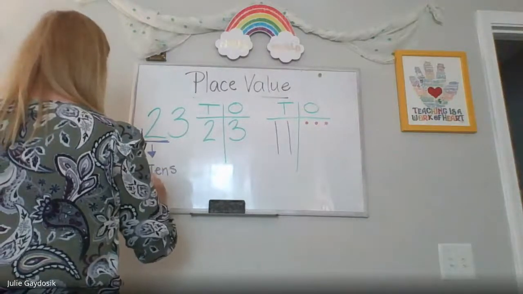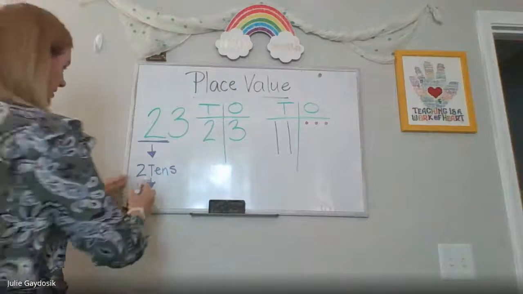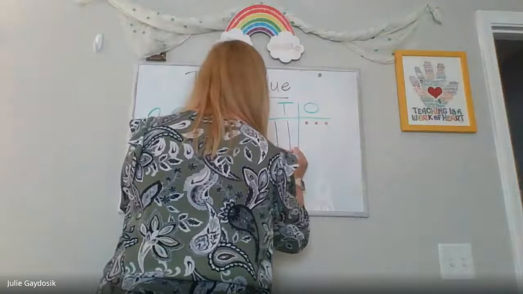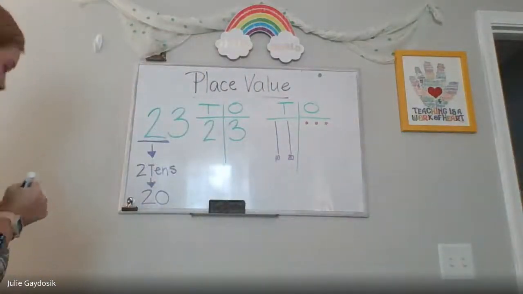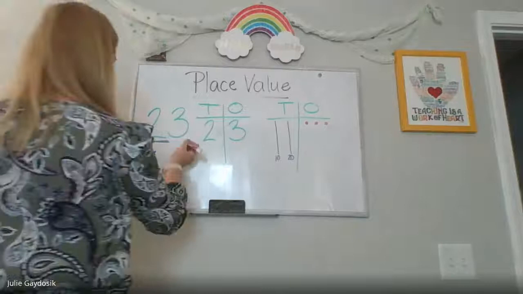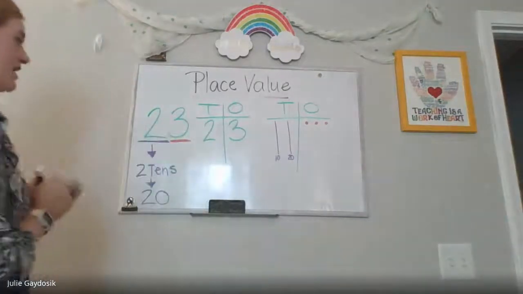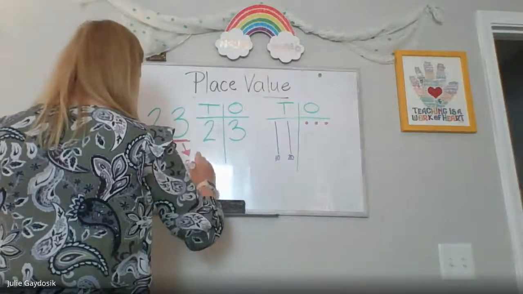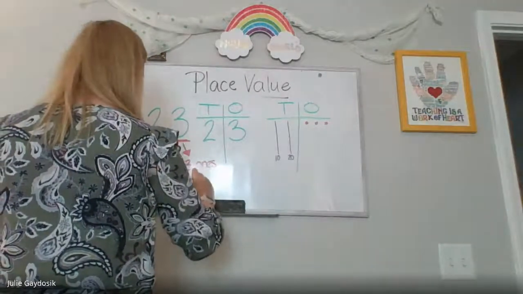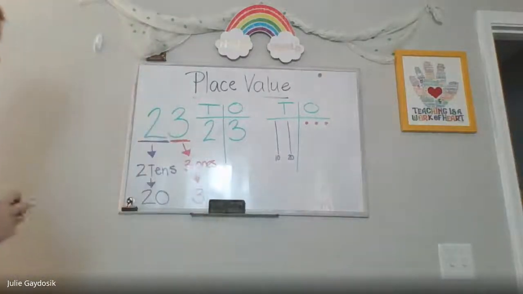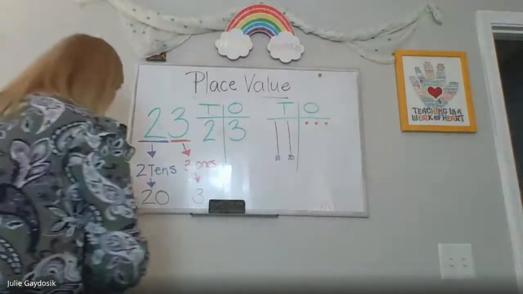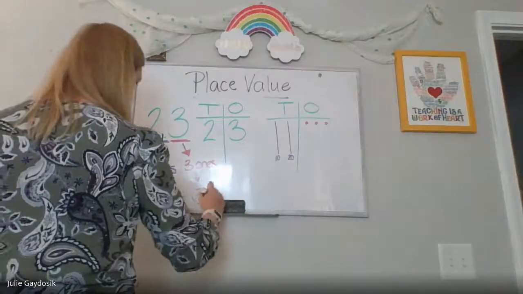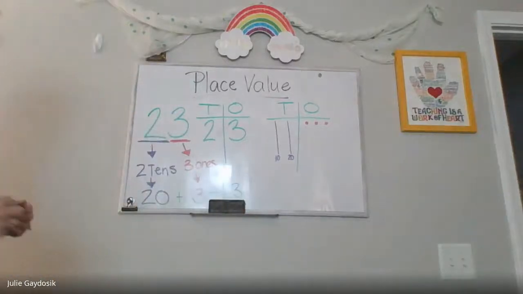And what is 2 tens worth? 2 tens is worth 20. 10, 20. If I asked you what's the value of this place, you would say the value of this place is 3 ones, or 3. Remember, this is like expanded form: 20 plus 3 equals 23.